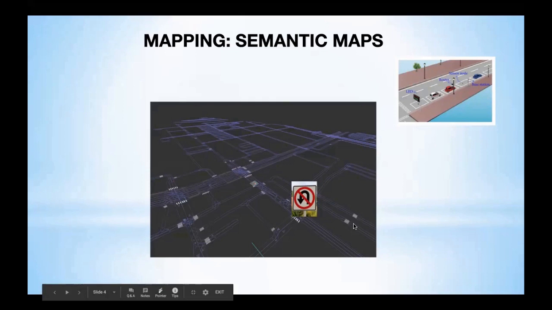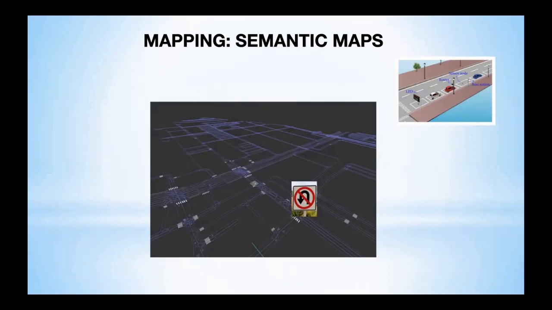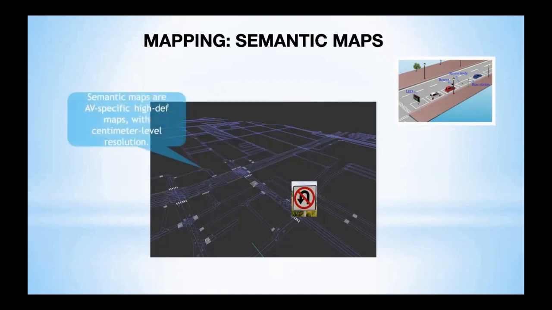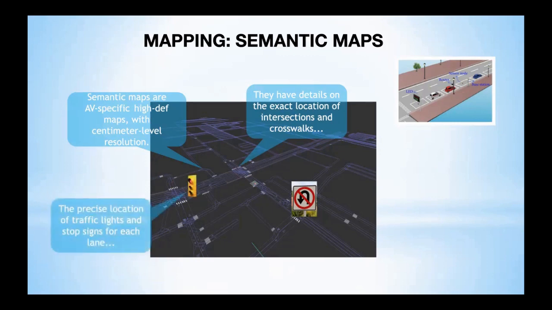So with mapping, we have a type of map called semantic maps, which is a high definition map that is specific to autonomous vehicles that contains images to the centimeter level. So it's not like your typical Apple or Google map, but instead it knows exactly where the lines and curves are down to the centimeter level. This is so vehicles that are making their moves and turns are not hitting other objects, they're stopping at specific lines, and they're not crossing lines or lanes. And it also knows the precise location of traffic lights.